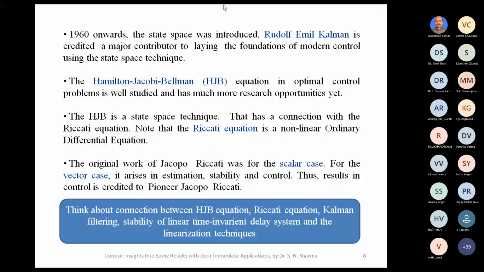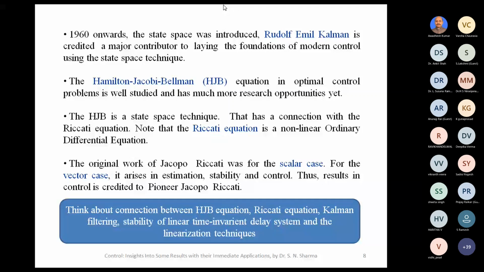So it comes in control, it comes in game theory, it comes in physics, it comes in mechanical engineering. That is why people keep on working on the Hamilton-Jacobi-Bellman equation. Hamilton first, the same person as in Hamiltonian, then Jacobi, and then Bellman brought it to the control framework, and Kalman also worked on that.